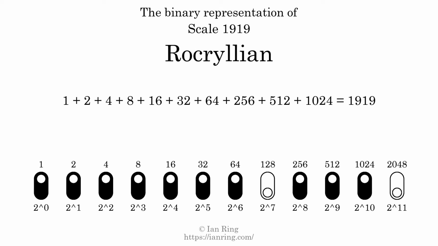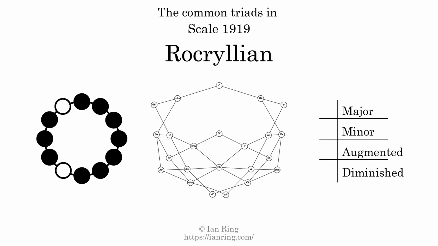1919. The scale number not only enumerates the scale with a unique index, but it also literally describes the tonal content of the scale. Represented as a binary number in base 2, the scale number is 01110111111. Here are the common triads present in this scale.